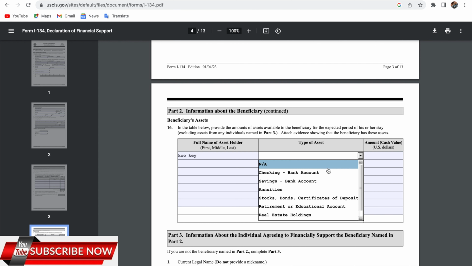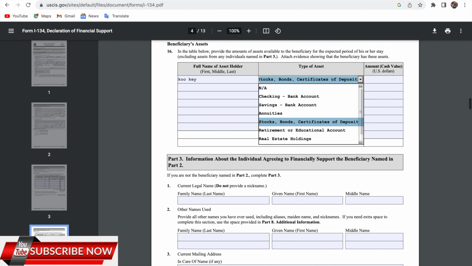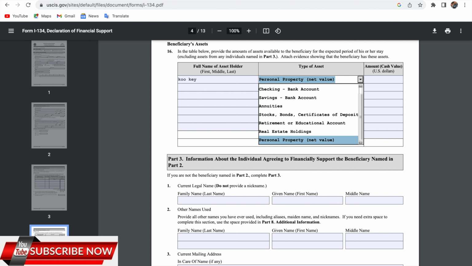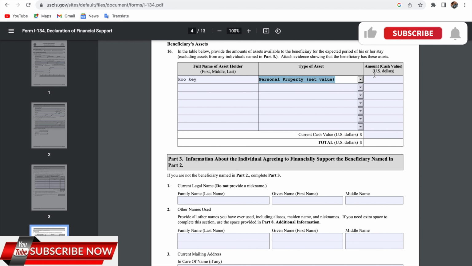There's a whole lot that you can choose from. So if it's a personal asset, or any asset that they have, you select from the ones over here. I'll just go with the personal property. So you put in the amount, the cash value of the personal property. If they have a house, cars, whatever businesses, you just give them the cash value. Like if they sell the assets right now, what will be the money that they will get?